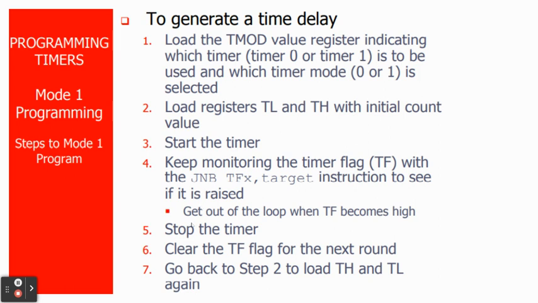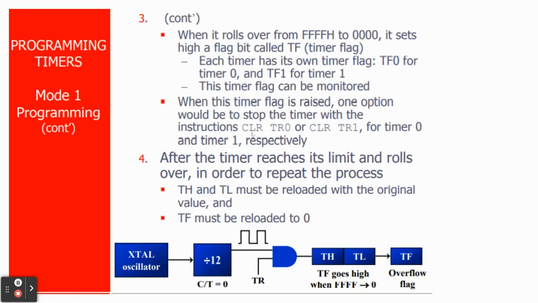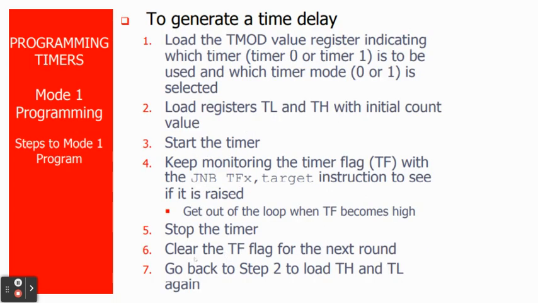And number 5, we stop the timer. To stop the timer in C language, we just put TR0 = 0 or TR1 = 0. If it is assembly, we will be using the clear statement like this: CLR TR0 or CLR TR1.